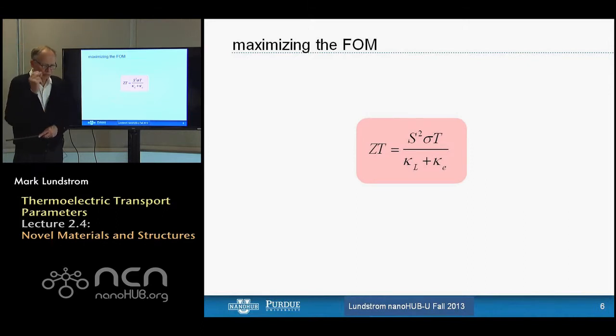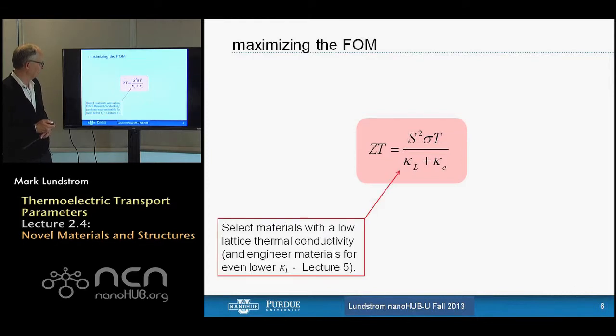Okay, so what we're going to be discussing here, first of all, is how do we maximize this figure of merit? If we could choose any material, or if we could engineer the properties of the material, how do we maximize the figure of merit? Well, the very first thing we would do is to select a material with a low lattice thermal conductivity. That's something that we're going to be discussing in the next lecture.